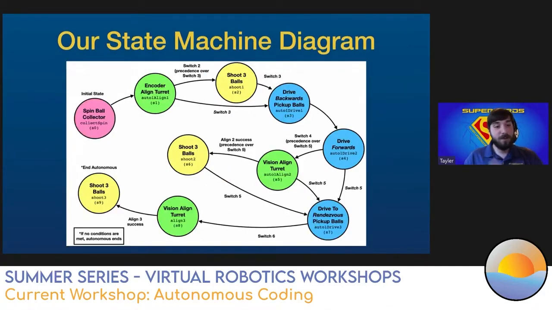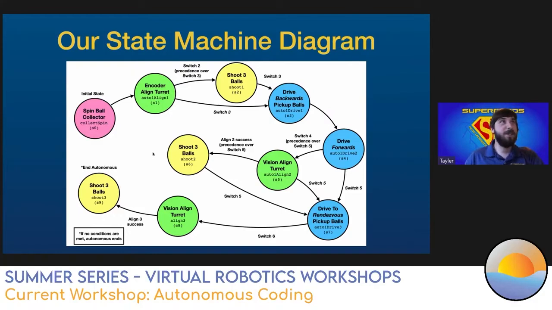So this is our team's state machine diagram for our robot. I'll go over step by step what it's doing. This is actually color coded. The pink is for any spinning of the ball collector. Green is for any alignment. Yellow is for any shooting commands. Blue is for any driving commands. That way it makes it a little bit easier to read.